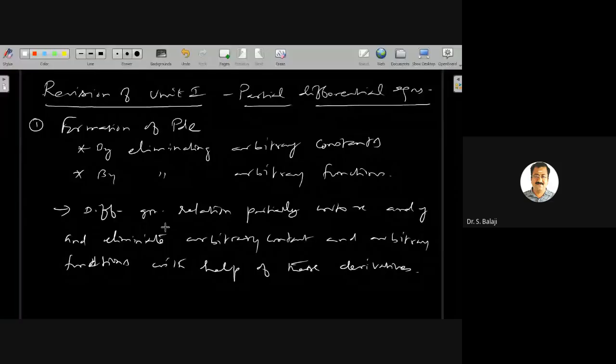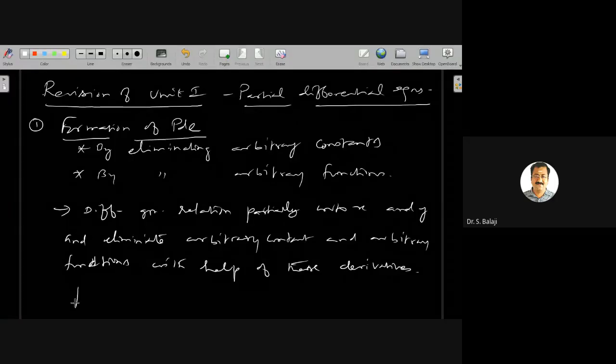The procedure is that you have to differentiate the given relation partially with respect to x and y, and eliminate arbitrary constants and arbitrary functions with the help of these derivatives. Then you substitute the arbitrary function relation in the original equation. This is the formation of PDE in the first chapter.